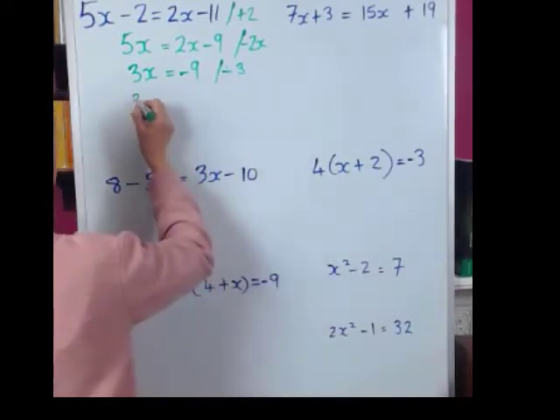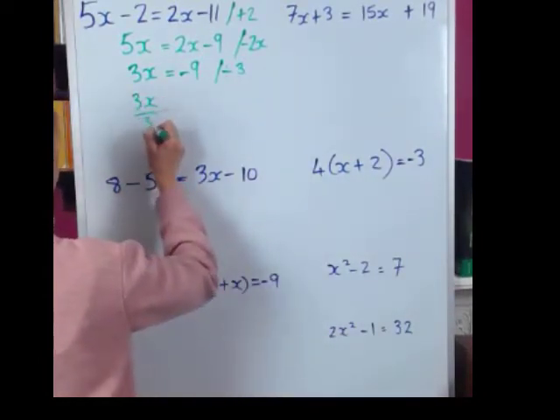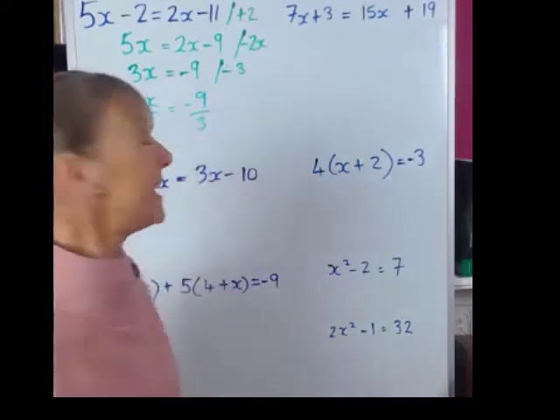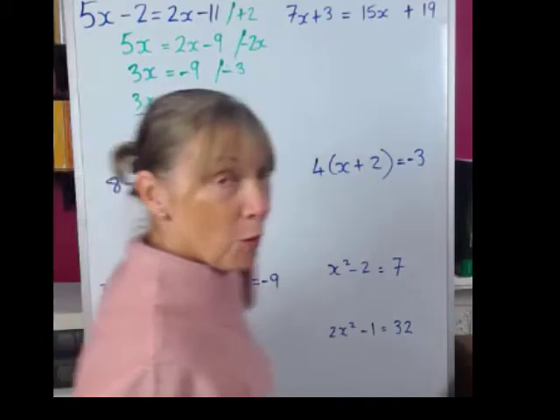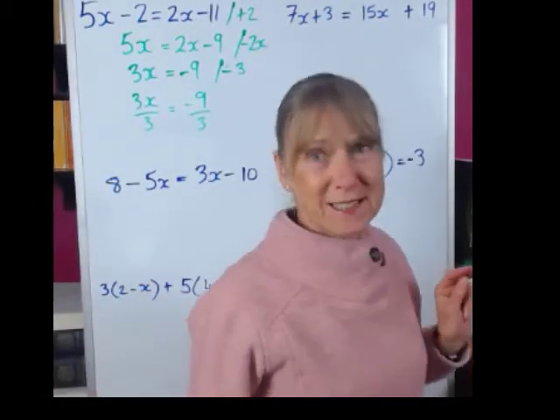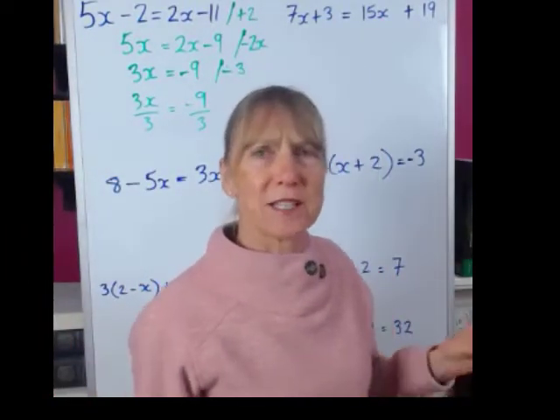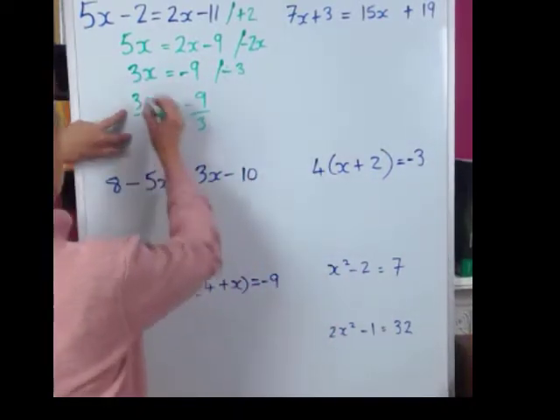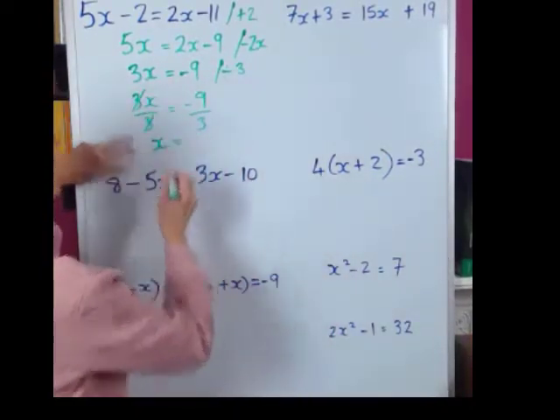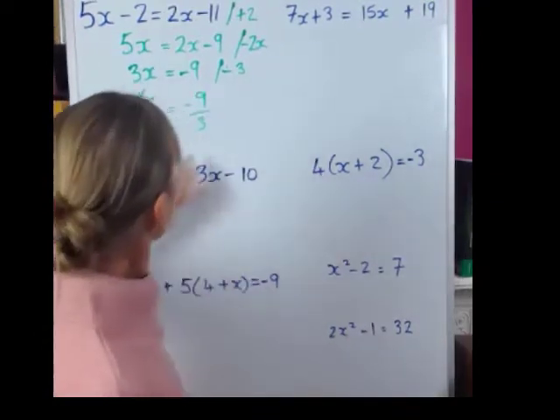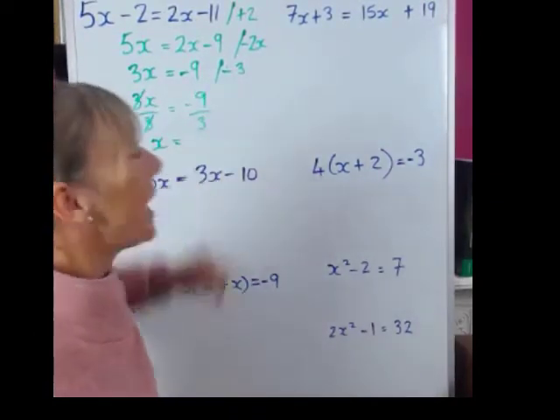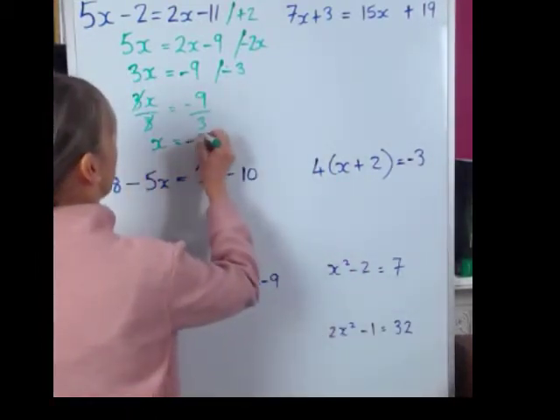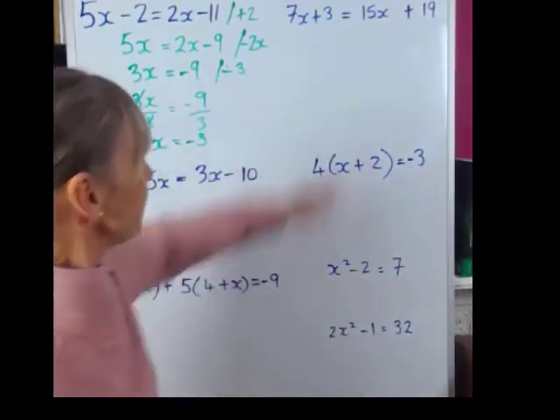So we're going to have 3x divided by 3 equals minus 9 divided by 3. And we looked at before, if we're multiplying and dividing x by 3, then that's the same thing as not doing anything to x. So those cancel out and leave a nice clean x. And 3 divided into minus 9 is minus 3. So let's just do the same thing here.